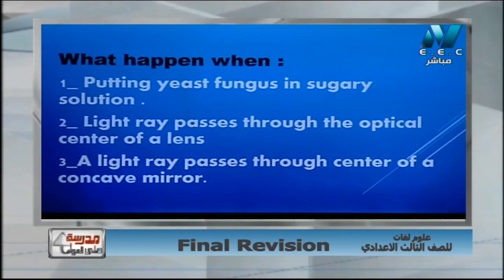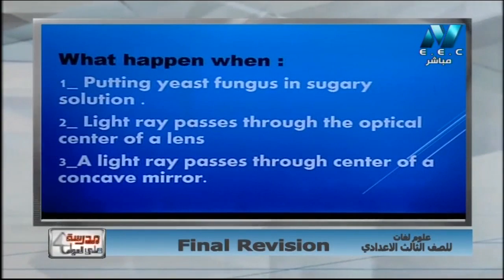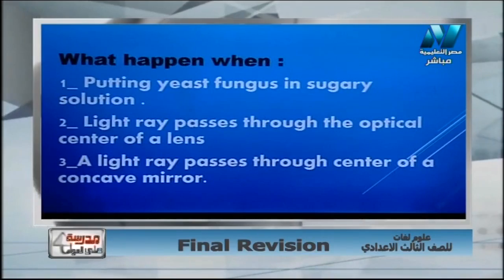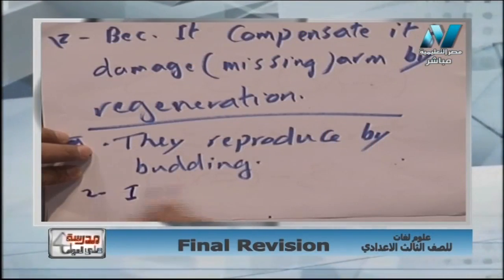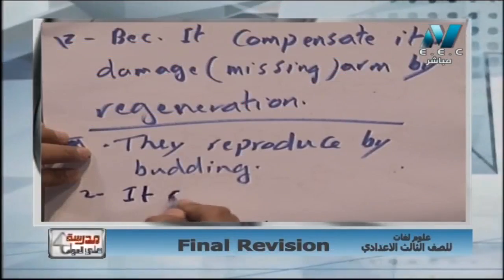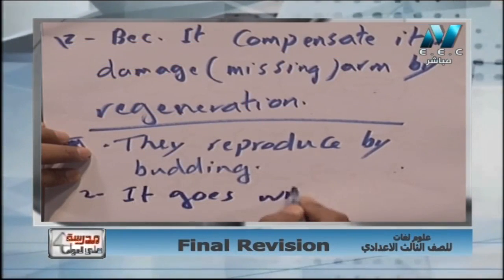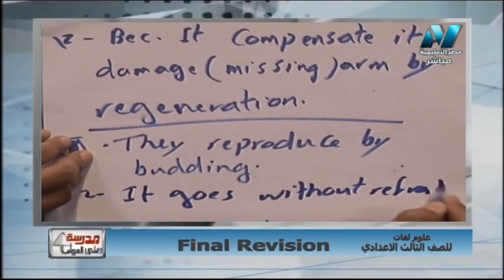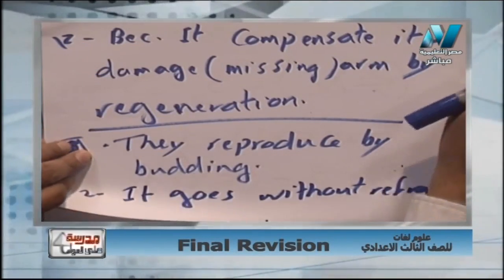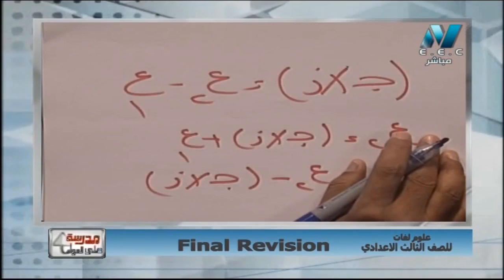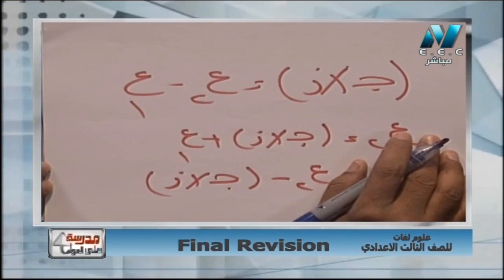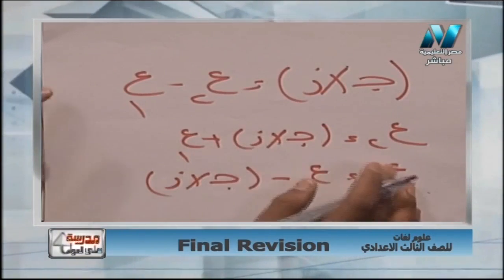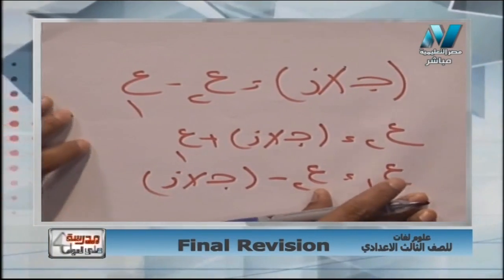Number 2, light ray passes through the optical center of lens. It goes without refraction. Another one. Shortage of eyeball diameter. What happened? Shortage of eyeball diameter, it causes what? It causes long-sightedness.